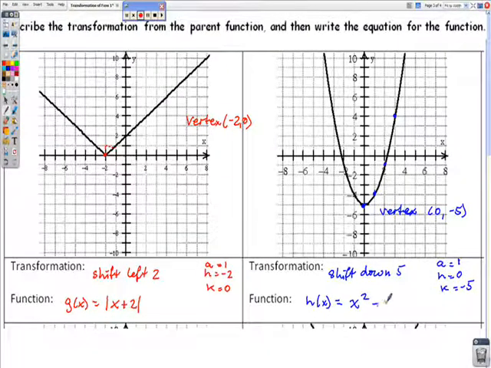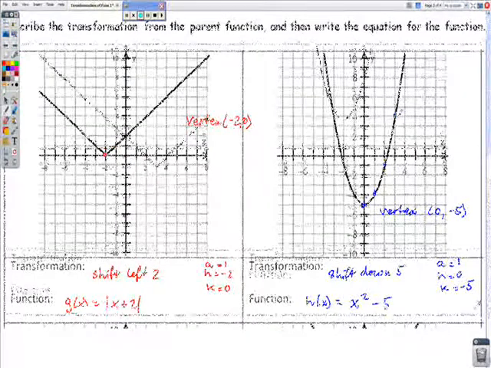Okay, now how do I know nothing's happening to x before the function is applied? Well, because h is 0. There's no horizontal translation. Okay. Now you're actually given the graph, so I don't actually have to put in the axis of symmetry unless I'm specifically asked to do so.